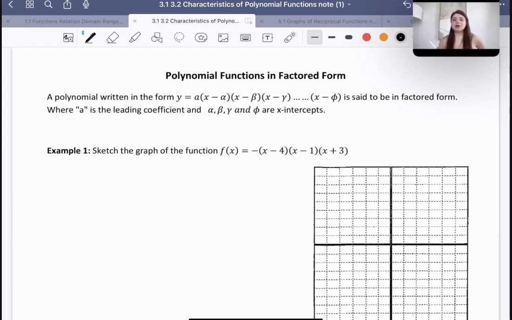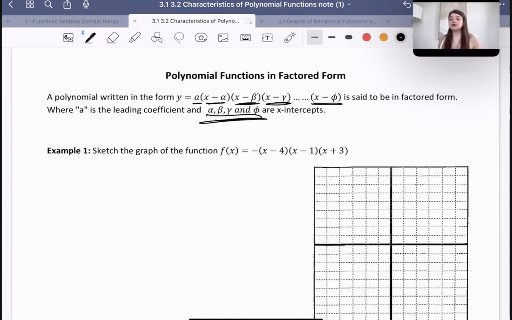So any polynomial can be written in this form with some coefficient a, times (x minus alpha)(x minus beta), (x minus that one), and (x minus psi), I think, is said to be in factored form, where a is our leading coefficient, and then all of these are x-intercepts or zeros.